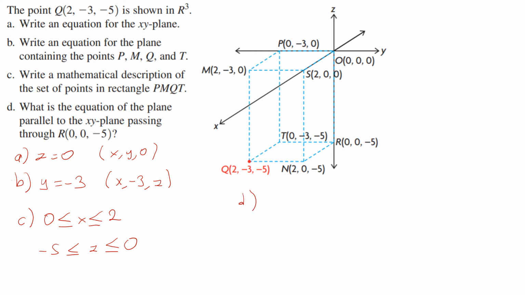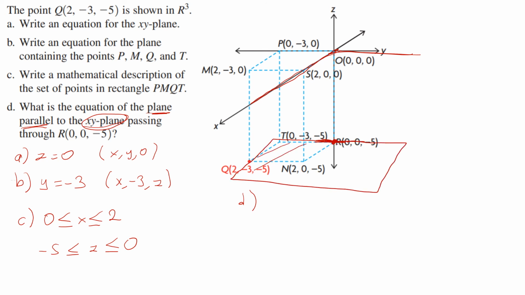The last part is saying what is the equation of the plane parallel to the xy plane passing through R. So what this means here, first let's find the point which is right over here, right? And it wants me to find the equation of the plane parallel to the xy plane, okay? I know my xy plane is this part, okay? And it needs to be parallel, passing through R. So parallel meaning if I were to draw a plane passing through R, it will look something like this, okay?